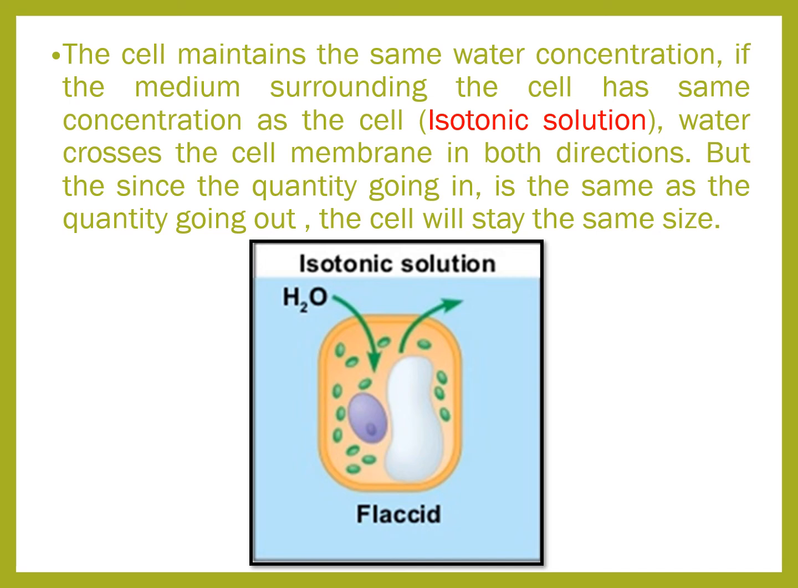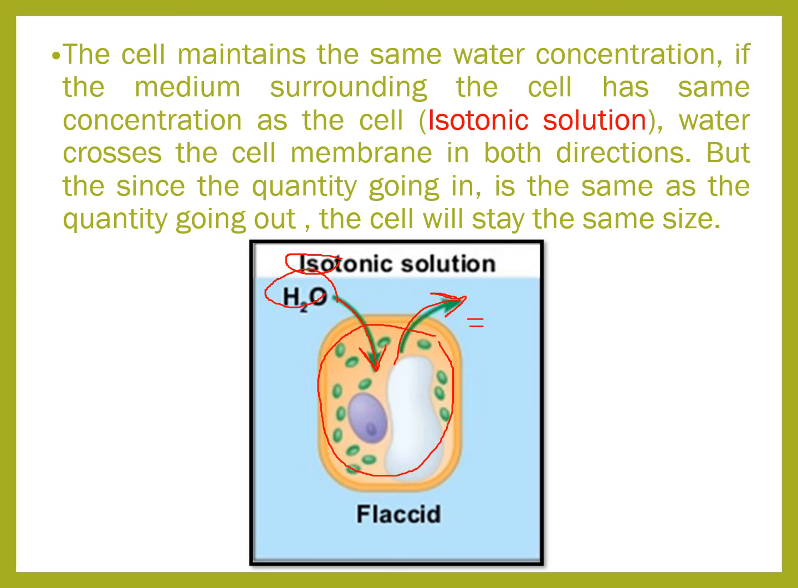Now, if the cell is placed in isotonic, iso means similar. So if it is kept in isotonic solution, that is the water content in the surrounding as well as within the cell is same. Then what happens? The amount of water which is entering inside and the amount of water which is exiting out is equal. So there is no net gain or loss. So the cell will remain as it was.